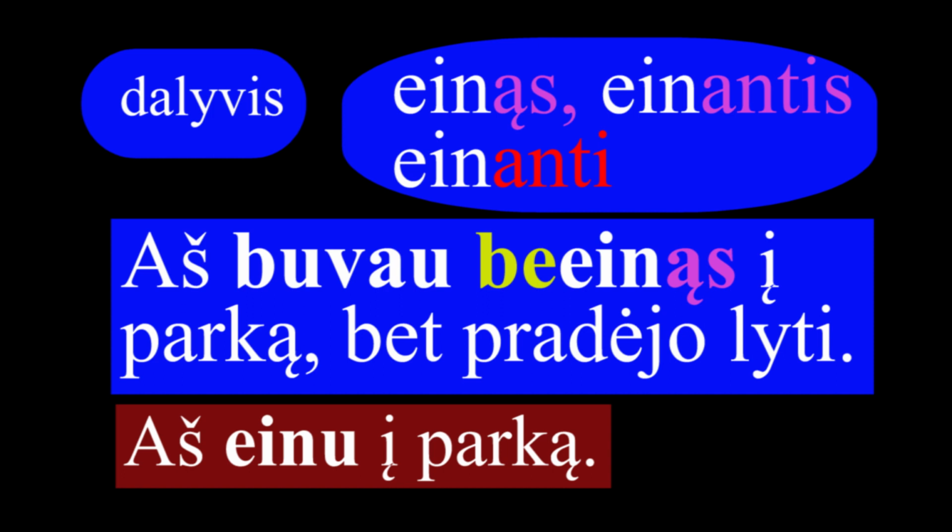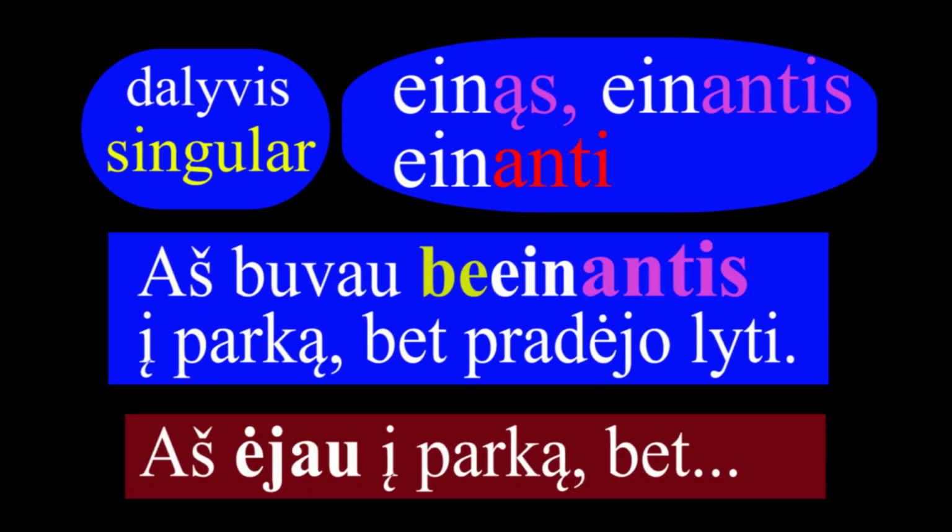And if we change to you, tu buvai beeinas. Jis buvo beeinas į parką, bet pradėjo lyti. So, as you can see, we don't conjugate it. But because we have genders, if you are a lady, you say, aš buvau beeinanti. Tu buvai beeinanti. Ji buvo beeinanti. And for plural, mes buvome beeinąs į parką, jūs buvote beeinąs, jie buvo beeinąs.